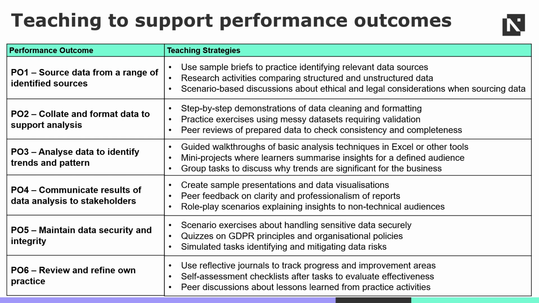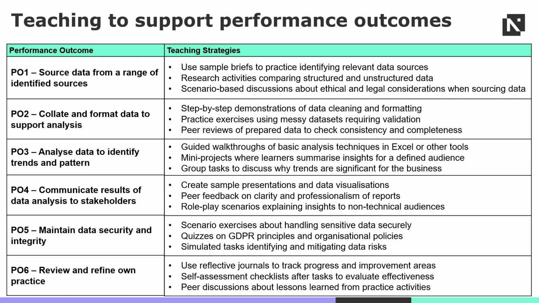Now for performance outcome 3, which is analysing data to identify trends and patterns. So this outcome is where learners start applying analysis techniques to draw meaningful insights. Some effective strategies here could include guided walkthroughs of basic analysis in tools like Excel or Power BI, mini projects that require students to summarise what the data shows and why it matters, and group discussions around why certain patterns or trends could impact a business decision.